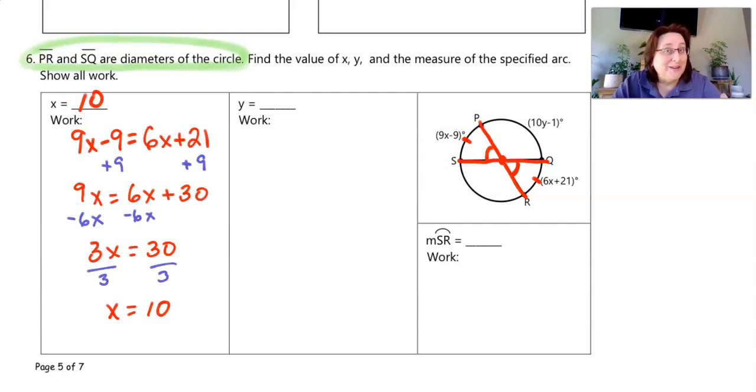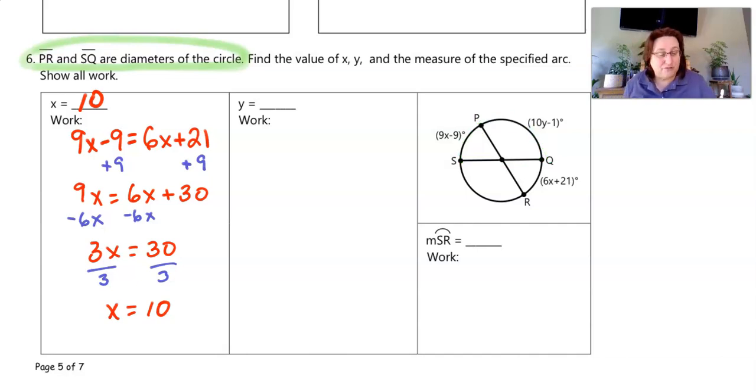How did you guys do? You should have gotten that X is 10, because if those two arcs are congruent, then I can set them equal to each other, and when you solve, you get that X is 10. But great, Miss Smith, how does that help us to find Y? Do you remember what I just talked about? Because SQ is a diameter, these two arcs right here have to equal 180 degrees.